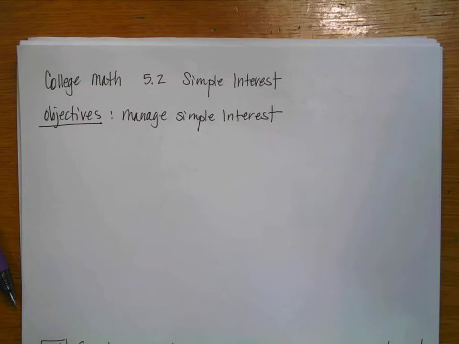Hello, math humans. We're going to do 5.2 today. Today we're going to talk about simple interest. So our objectives are that we're going to manage simple interest.